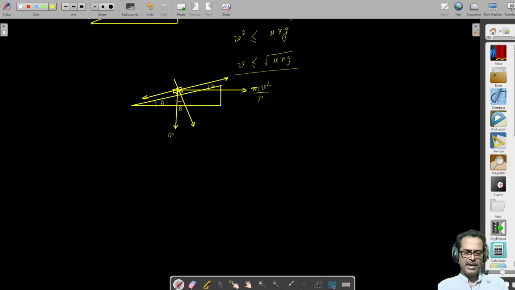So if it is mg, then it will be mg cos theta. This is mg sin theta, and mv square by r, this will be mv square by r cos theta, and this will be mv square by r sin theta, and this will be normal reaction N.